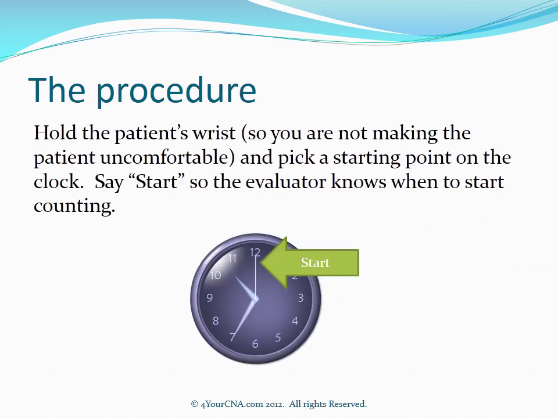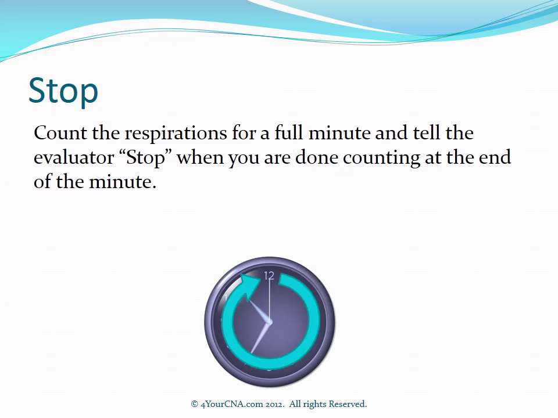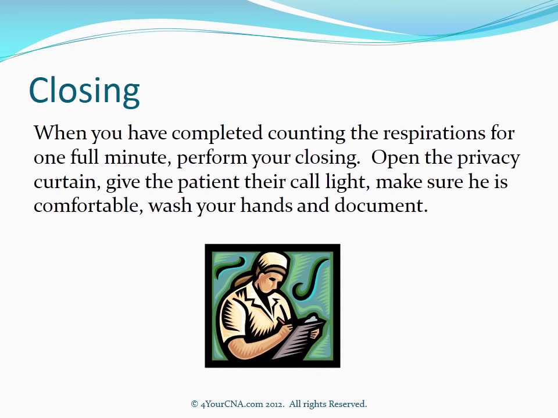To perform this procedure, hold the patient's wrist so you are not making the patient uncomfortable, and pick a starting point on the clock. Say start so the evaluator knows when to start counting. Count the respirations for 1 full minute and tell the evaluator stop when you are done counting at the end of the minute. When you have completed counting the respirations for 1 full minute, perform your closing.